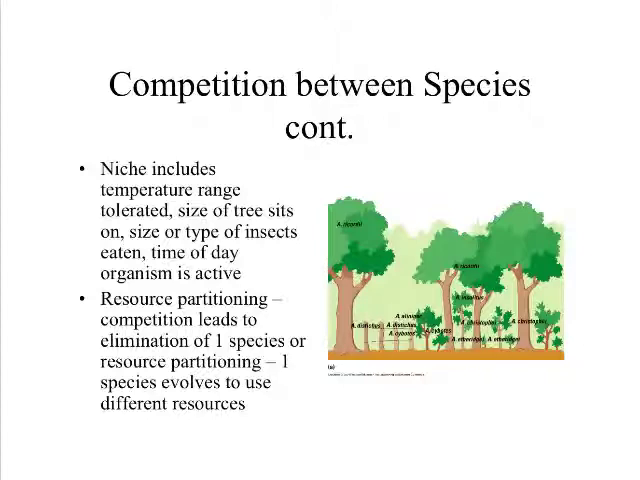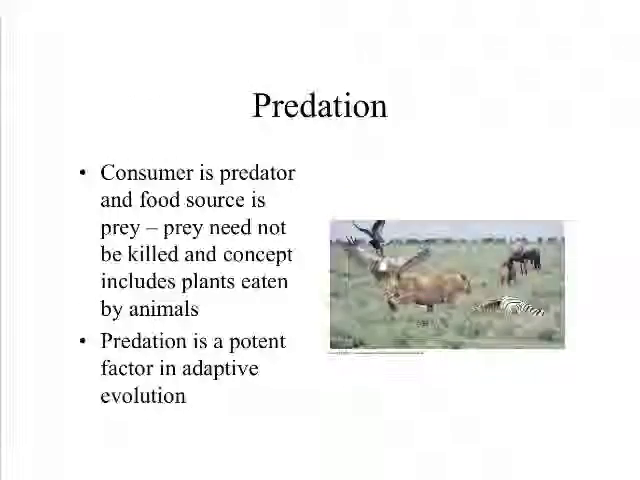And fulfilling these different niches has come about through resource partitioning. So, competition leads to the elimination of a species, or if those two species can survive, one of them survives by evolving to use different resources. A good example that I was just talking about is the diurnal species versus the nocturnal species. They're partitioning their resources. One type of species is out during the day using the resources. One type of species is out at night using the resources. So it's resource partitioning.